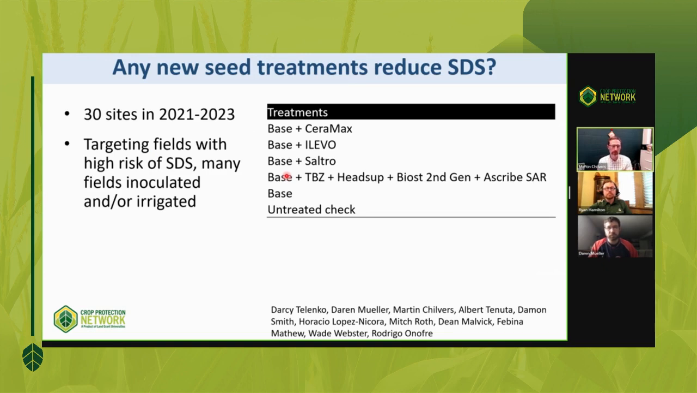And here's a summary, I guess, of 30 site years from 21 to 23. And again, thanks to all the collaborators that participated in that. Daren, how do we decide on these different treatments that we have listed out here?